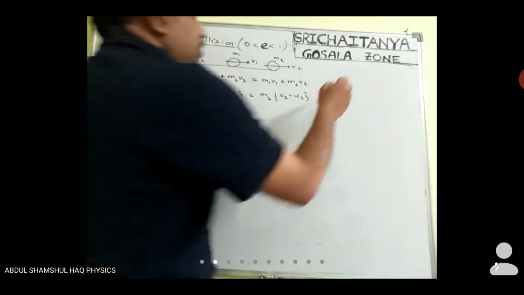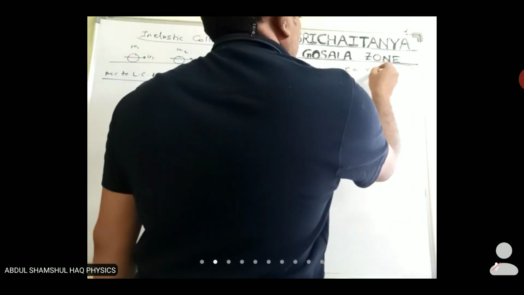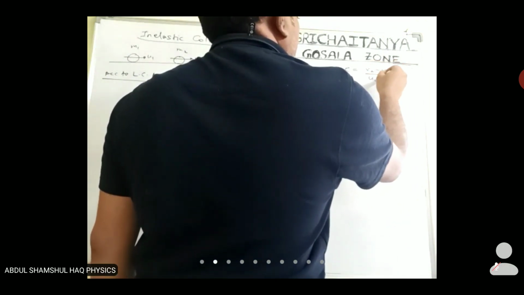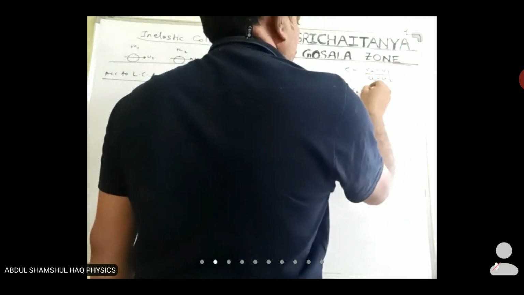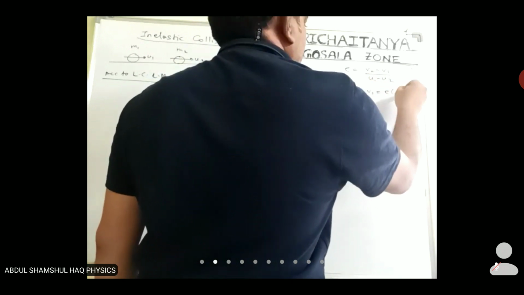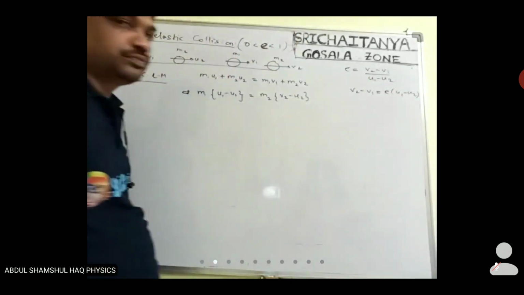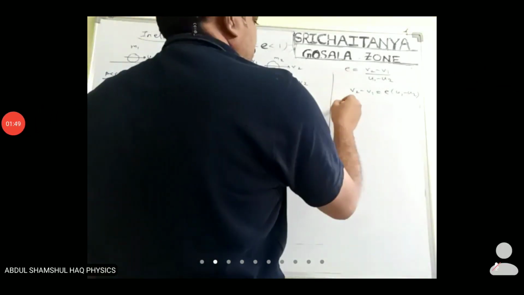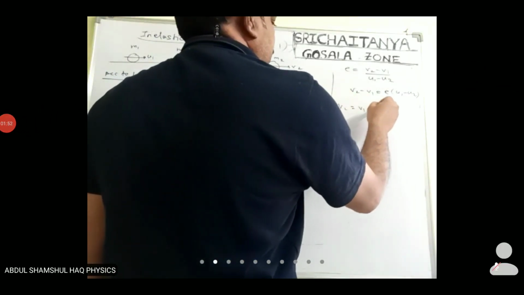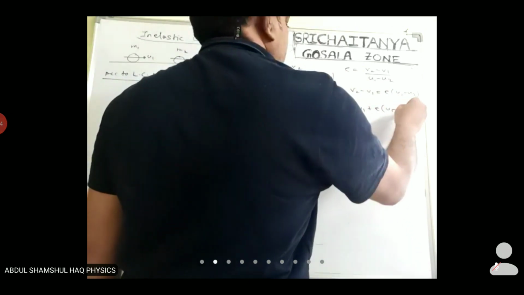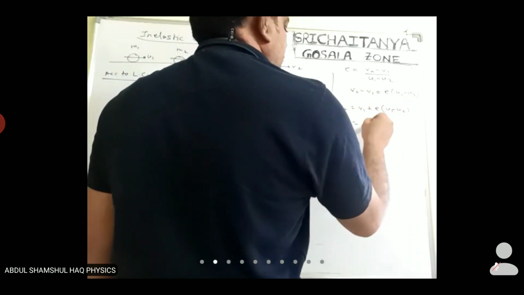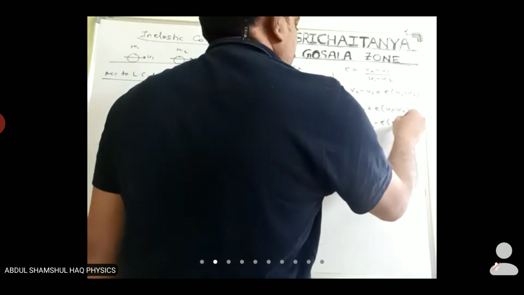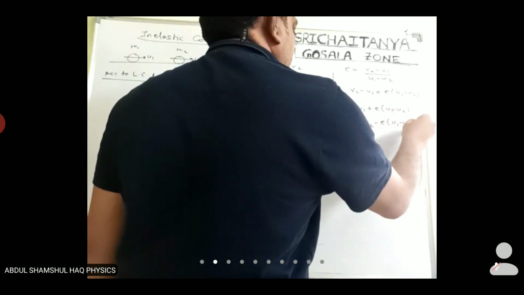Now students, we know the restitution ratio is equal to v2 minus v1 divided by u1 minus u2. So v2 minus v1 equals e into u1 minus u2. Right. So from this, v2 can be written as v1 plus e of u1 minus u2, and v1 will be equal to v2 minus e of u1 minus u2.